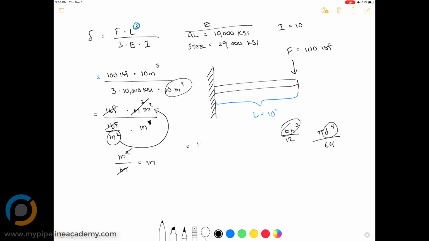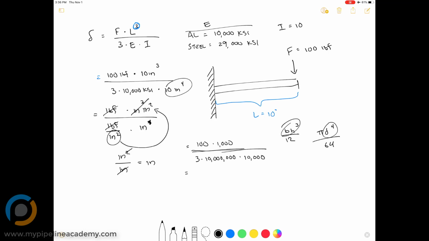So we have 100 times 10 to the third, which is going to be 1,000. Right, 10 times 10 times 10, divided by 3 times 10,000 kilo, right? So we're going to add those 3 zeros back in here, times 10 to the fourth. So 10 to the fourth is 10,000. So we're going to end up with a really big number here on the bottom. So check my math, 10 to the fourth, 10, 100, 1,000, 10,000.